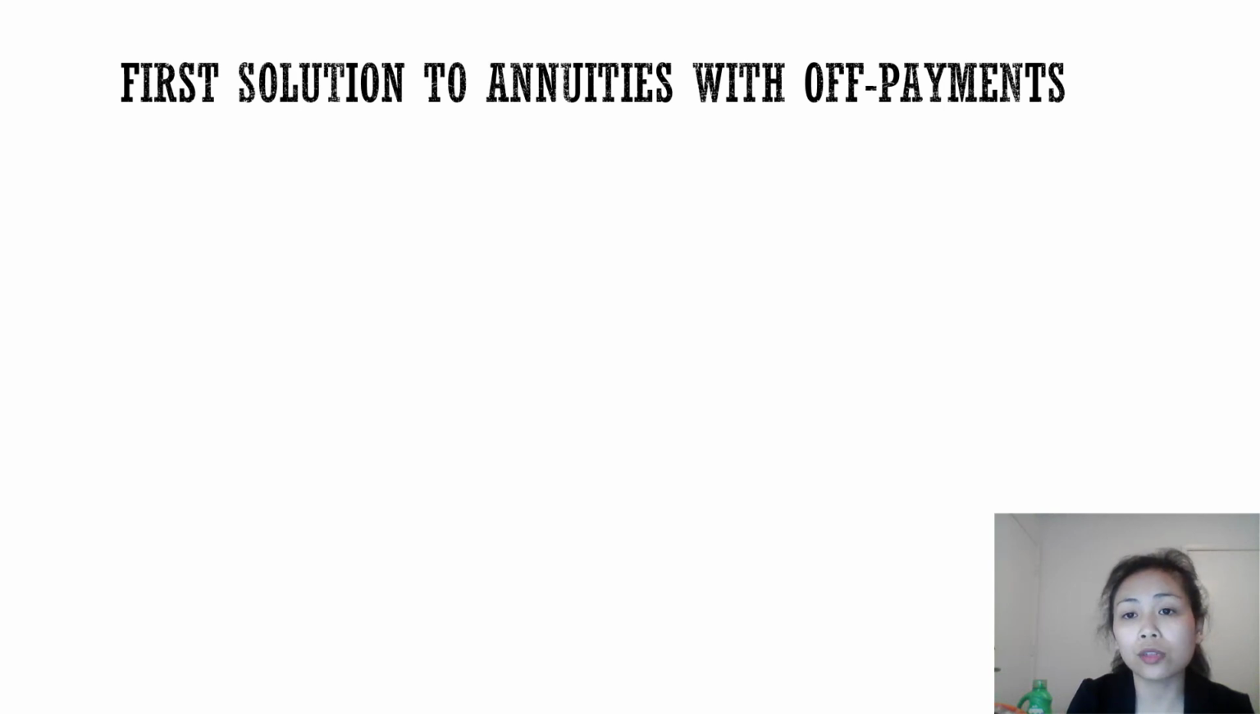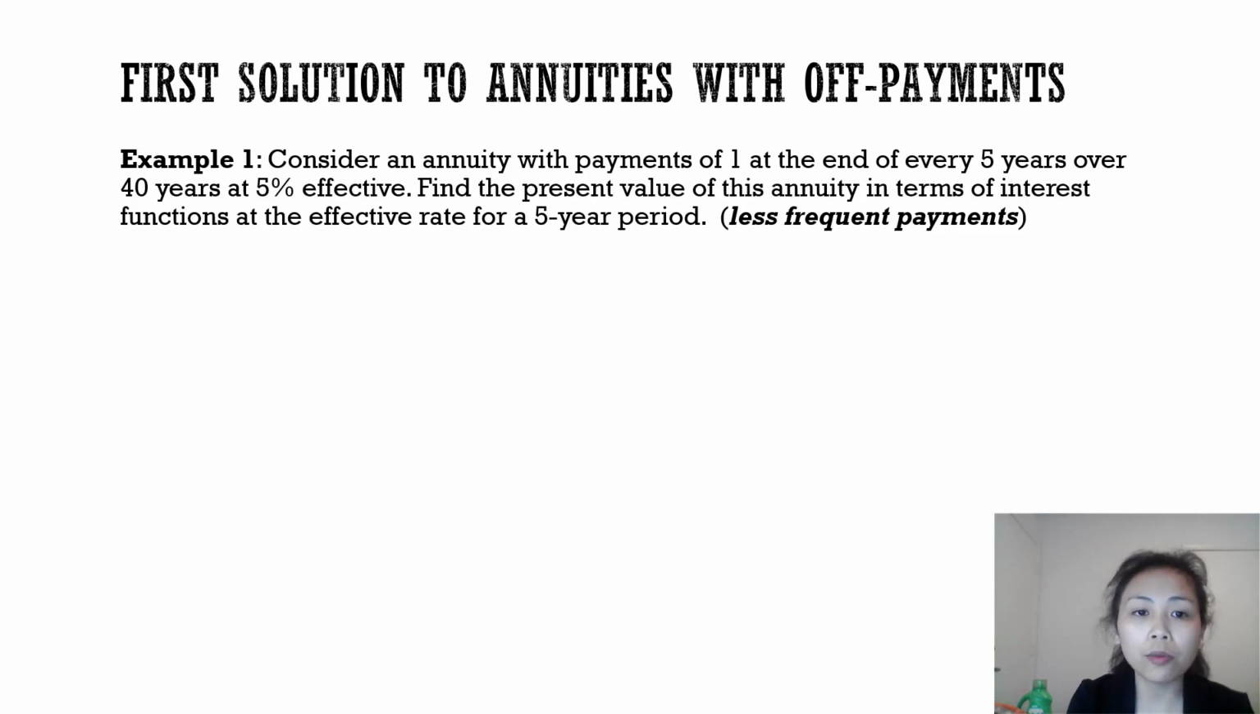First solution to annuities with off payments. Example: consider an annuity with payments of 1 at the end of every 5 years over 40 years at 5% effective. Find the present value of this annuity in terms of the interest function at the effective rate for a 5-year period, less frequent payments. This is an example of less frequent payments because the interest is compounded once in a year, here 5% effective, but the payment is made every 5 years. Every 5 years we make only one payment. So this is a less frequent payment.